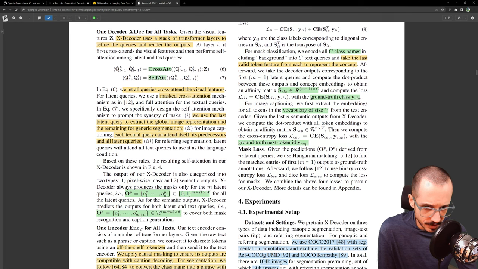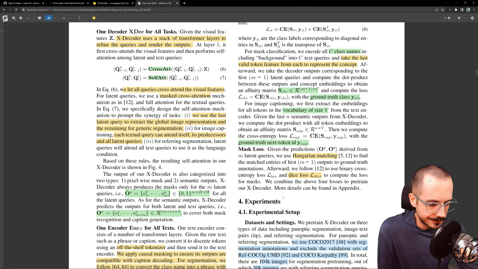Okay, and now the mask loss. So given the predictions, you have the pixel predictions, which you could think of as the image output, and then the semantic predictions, which you could think of as the text output. Derived from the M latent queries, they use Hungarian matching to find the matched entries of the first M-1 outputs. Afterwards, we follow 12 to use binary cross entropy loss and dice loss.